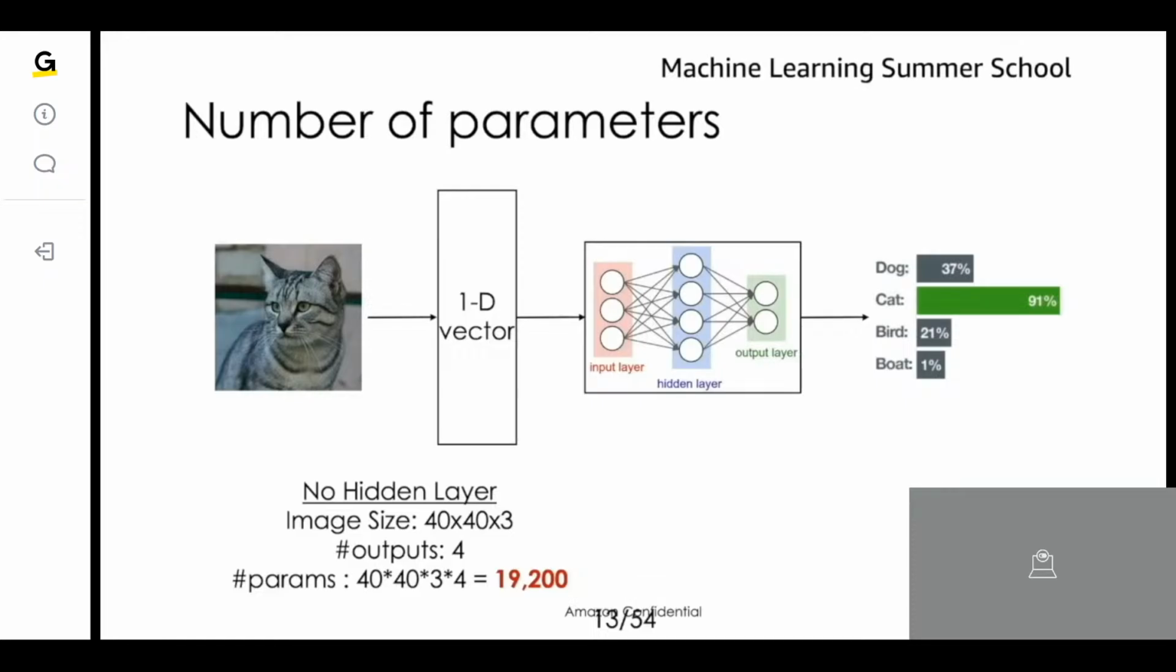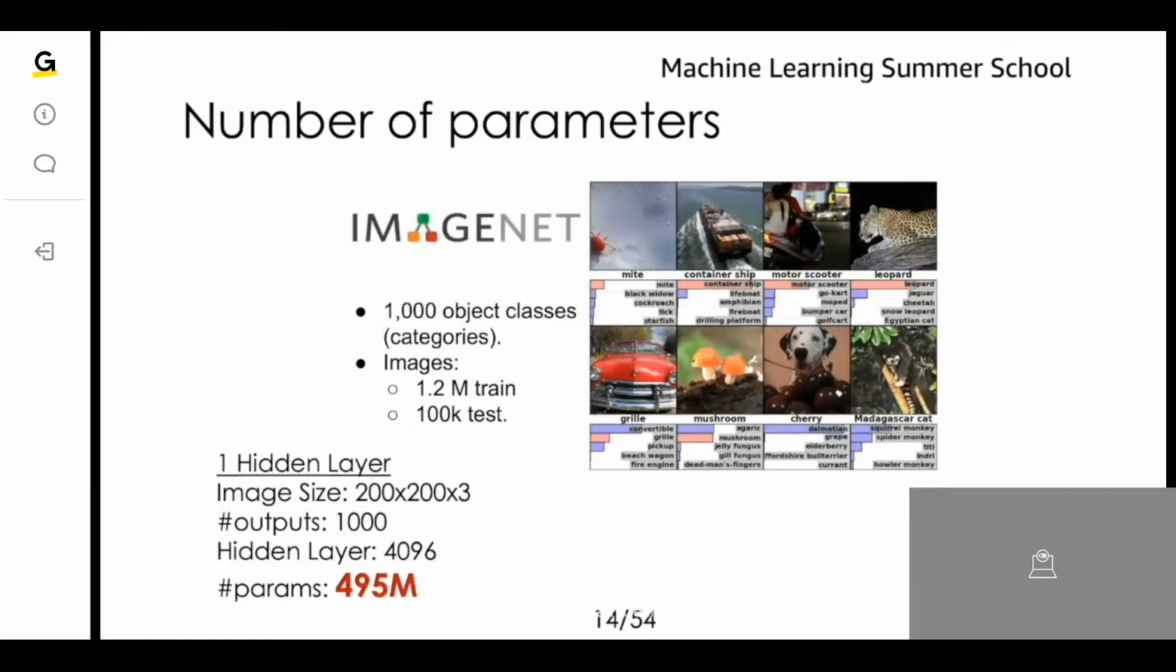Let's add a hidden layer of size 100. If you add a hidden layer of size 100, the number of parameters now increases drastically to 480,400. So we're still processing a rather small image. What happens if you increase the size of the image and also increase the number of object classes you want to classify into?